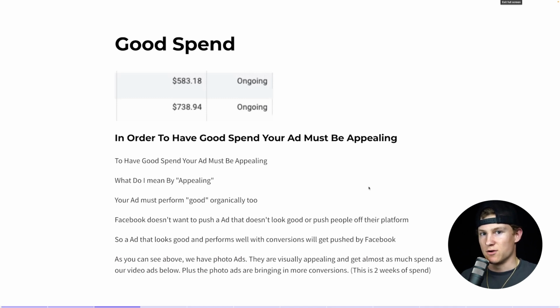So the example that we have here is that we have $583 spent on photo ads, and then we also have $738 spent on our main campaign. So even though our main campaign is bringing in less sales, which this campaign was, and the photo ads are bringing in more, the photo ads aren't getting pushed as hard because they don't look as good as they could be. They're not retaining people on the app as much as a video ad.